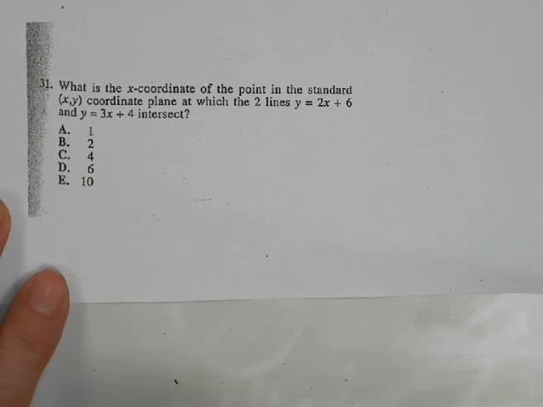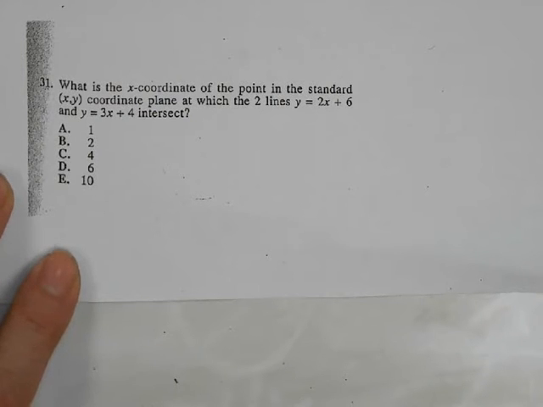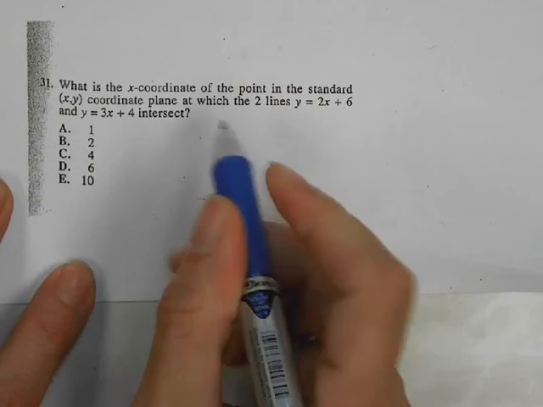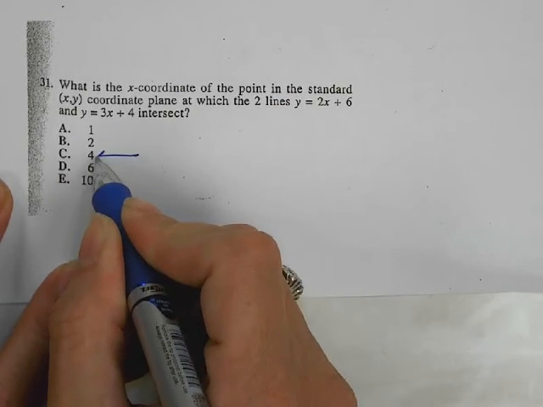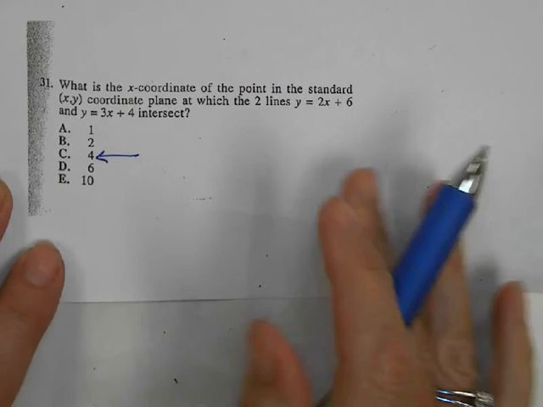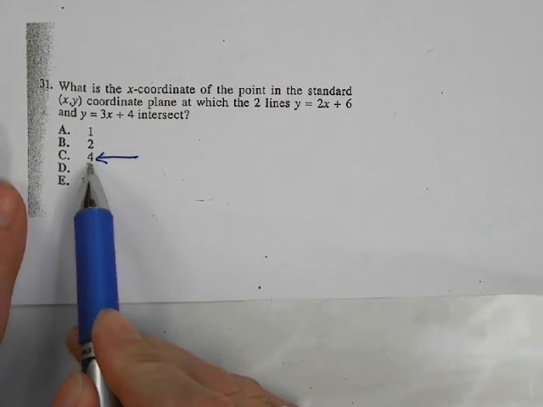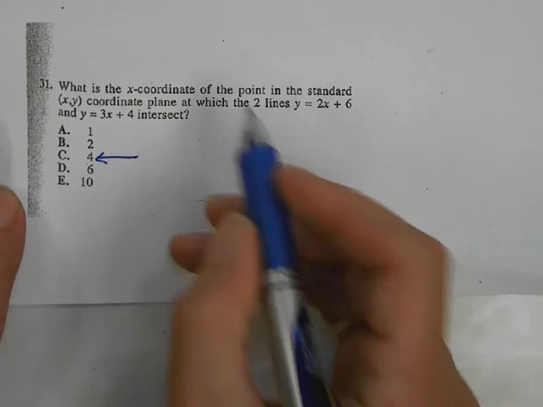What is the x-coordinate of the point in the standard xy coordinate plane at which the two lines y equals 2x plus 6 and y equals 3x plus 4 intersect? Now this is a solving systems of equations line. But if I didn't remember how to solve systems of equations, I would pick this middle number, which x-coordinate. So it says what happens if this is the x, the 4.